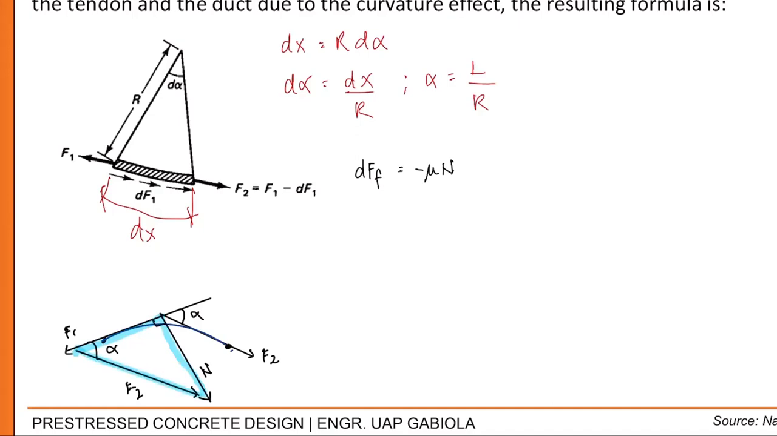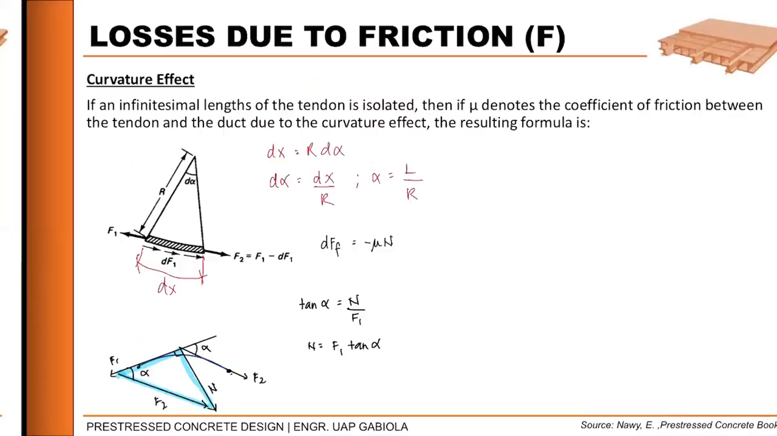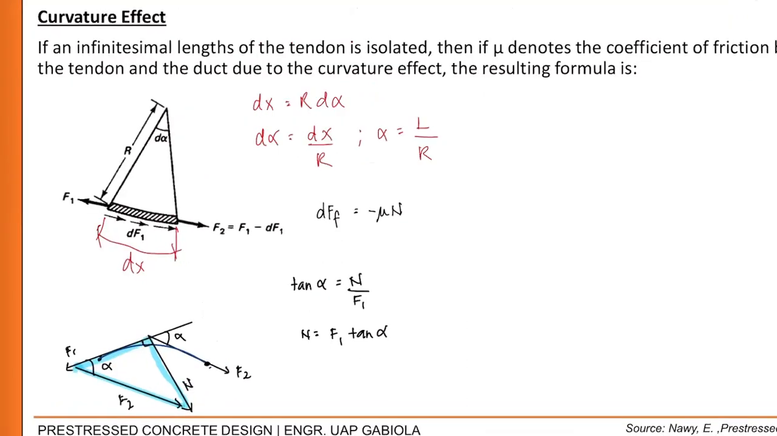May right triangle tayo, para makuha si normal force in terms ni F1, kasi yun yung may value tayo sa una. Gagawin natin, tangent of alpha is equals to N over F1, or N natin is equals to F1 tangent alpha. Okay? Pero since yung ating consideration kapag mga ganitong curvature is very small lang talaga yung angle natin.